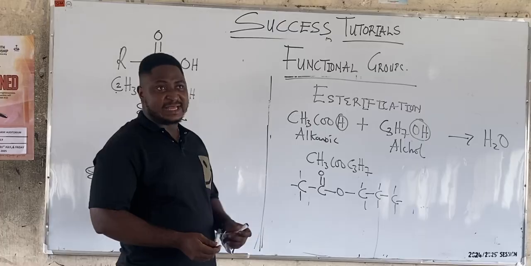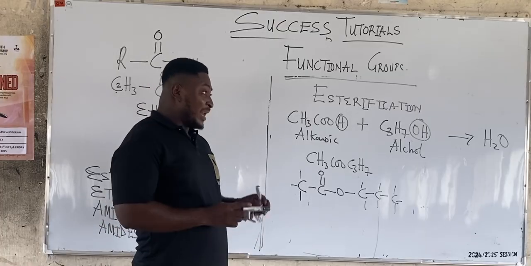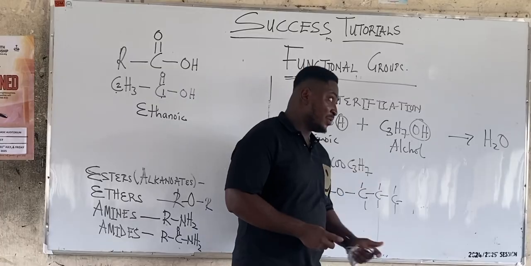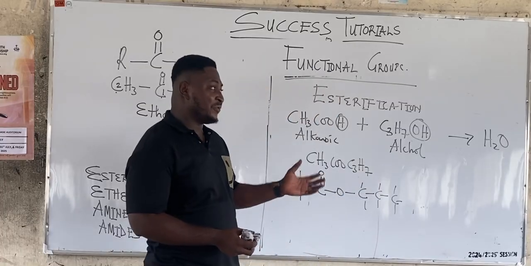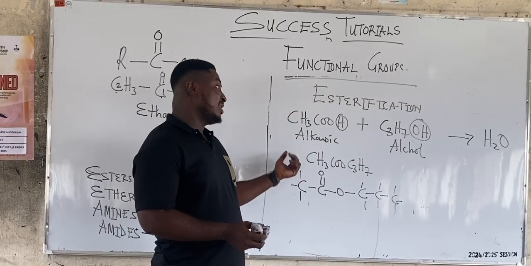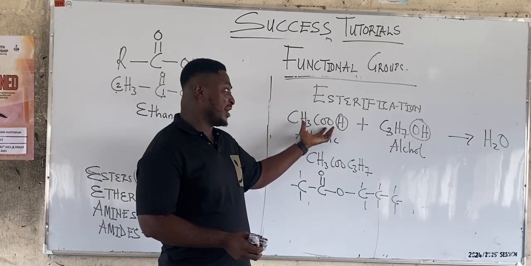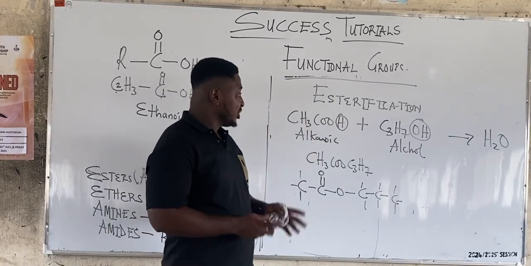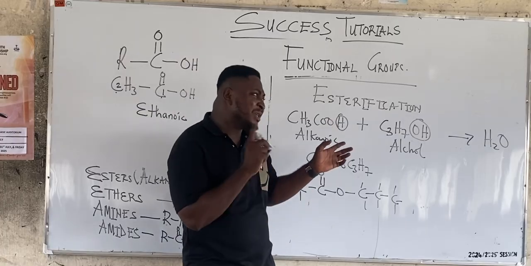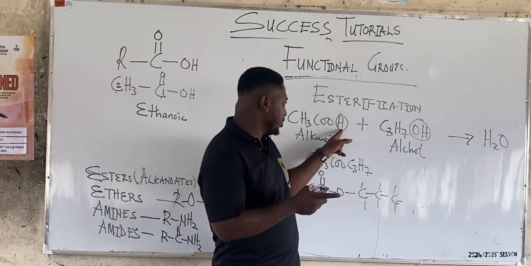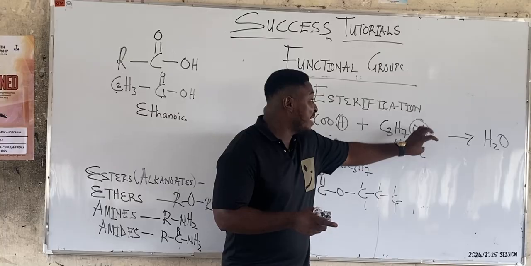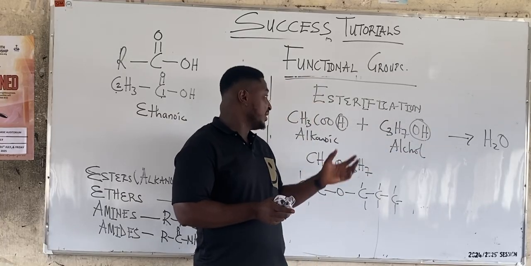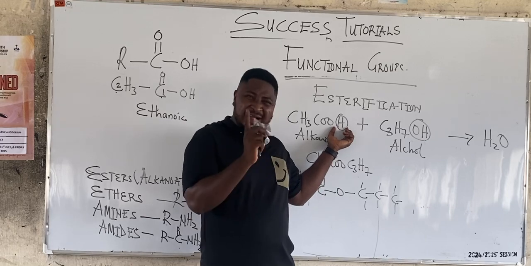Now, how do we name esters? But at least you understood how it was formed now, right? Anytime an alkanoic acid reacts with an alcohol, they might give you an alkanoic acid and alcohol and say, name, draw the structure of the ester formed. Just know who loses the hydrogen. Be careful, because both of them have hydrogen. If you remove hydrogen from here and OH from here, you have a very funny structure. So H must go from the alkanoic acid.